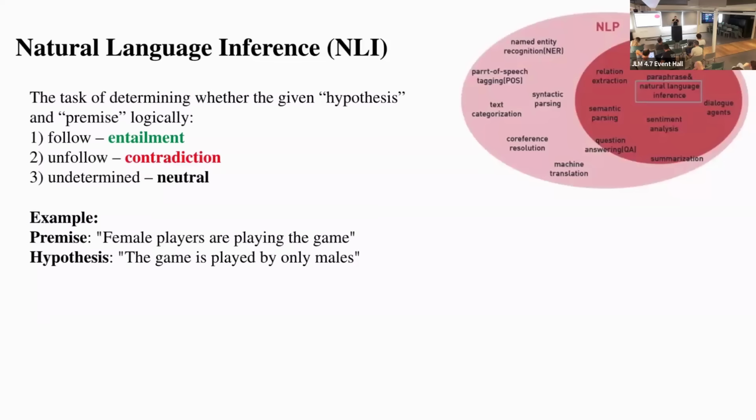Let's see an example. If we have the premise, female players are playing the game, and the hypothesis is the game is played by only males. So of course, we expect the NLI model to give high probability for the contradiction label.